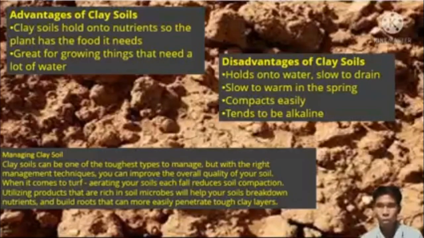Managing clay soil: it is one of the toughest types to manage, but with the right management techniques, you can improve the overall quality of your soil when it comes to turf. So aerating your soils each fall reduces soil compaction. So utilizing products that are rich in soil microbes will help your soil break down nutrient.